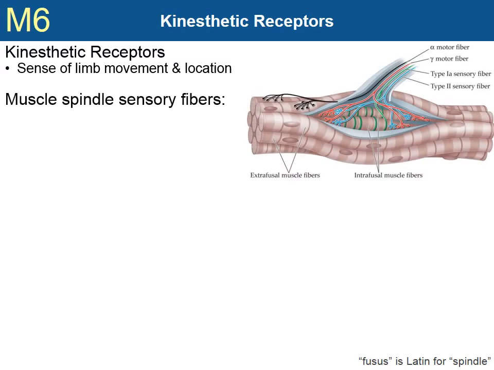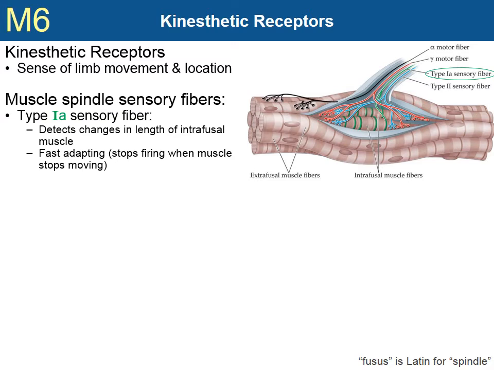The receptors for kinesthetic sensation are muscle spindle sensory fibers. These are found in the intrafusal muscle fibers, the inner muscle fibers. The type 1A sensory fiber detects changes in the length of the intrafusal muscle. It is fast adapting, meaning that it stops firing when the muscle stops moving. These fibers provide information about the speed and force of muscle movement.